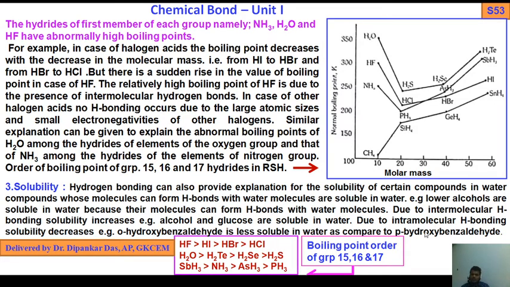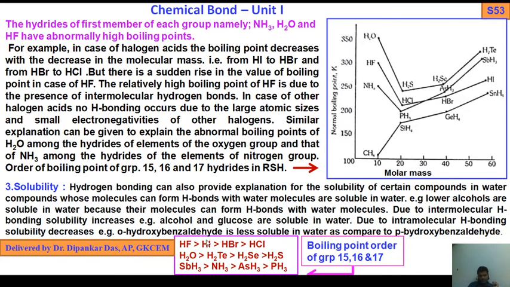Why am I writing HF before HI? Because between HI, HBr and HCl, HI has higher molecular weight and higher surface area, so its boiling point will be higher compared to HBr and HCl. Similarly, water greater than H2Te, H2Se, H2S; SbH3 greater than NH3, greater than AsH3, greater than PH3. So in this way, you can explain the boiling point order of group 15, 16 and 17.